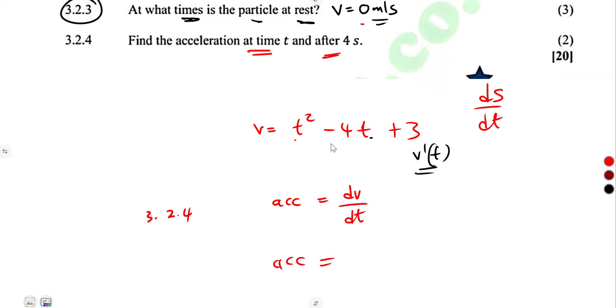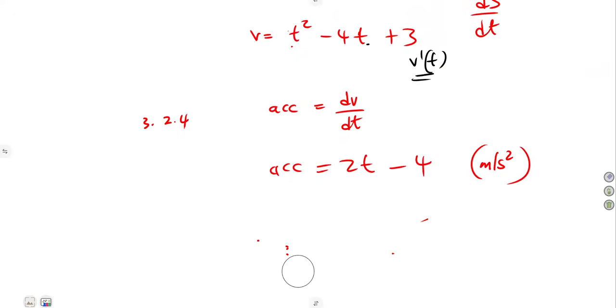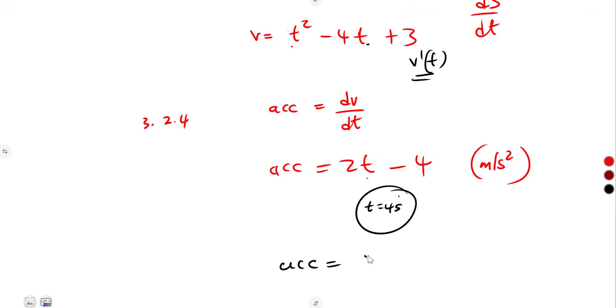Simply differentiate the velocity. Drop the power here. That's 2t minus 4. So this is our acceleration at time t in meters per square second. What about the exact acceleration after 4 seconds? Simply substitute the time that we are given. When t is equal to 4, what is our acceleration? In place of t, substitute 4. That is going to give us 4 meters per square second. Remember the units. Always remember the units.